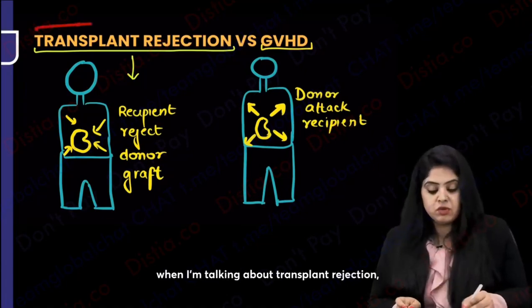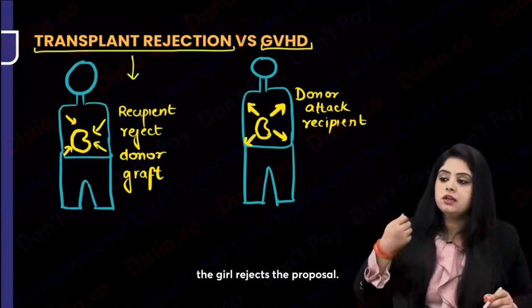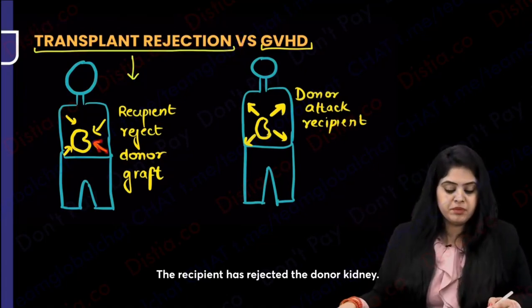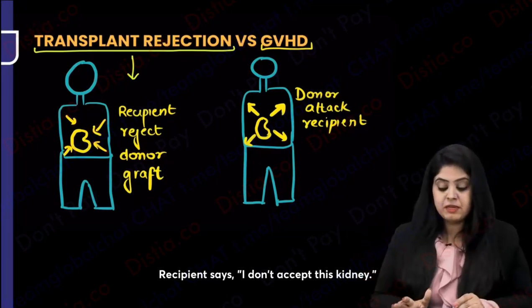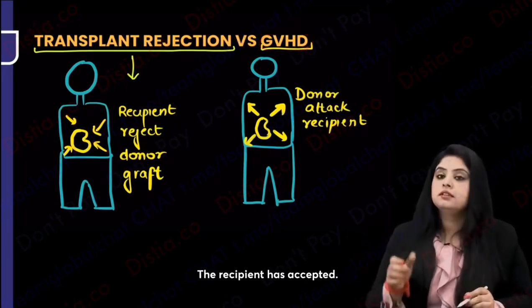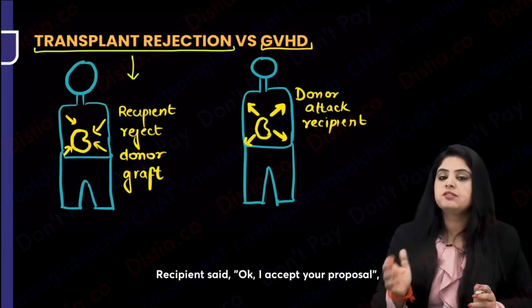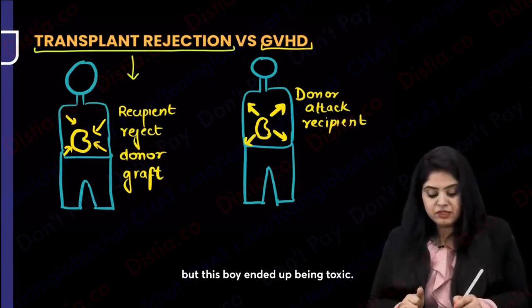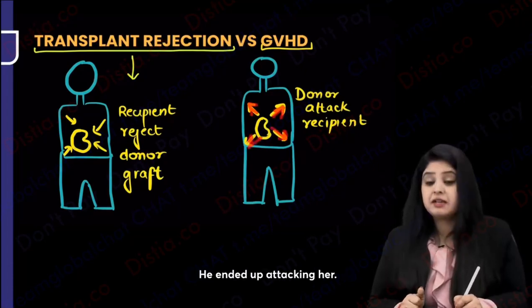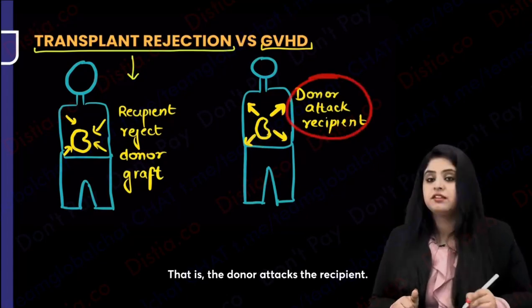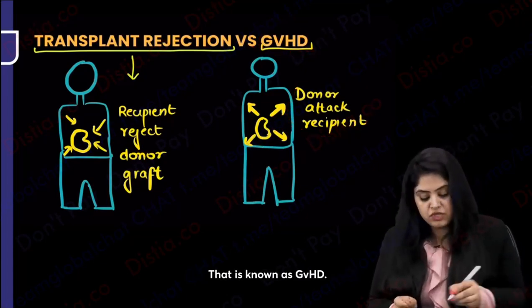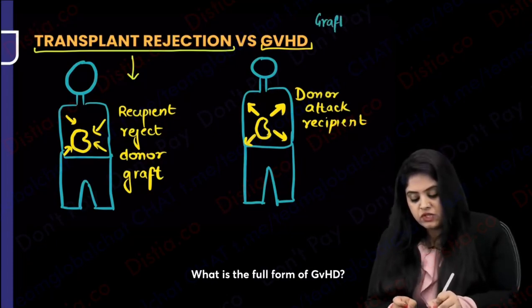Repeating once again, when I'm talking about transplant rejection, the girl rejects the proposal. The recipient has rejected the donor kidney. Recipient says, I don't accept this kidney. But in GVHD, what happens? The recipient has accepted. Recipient said, okay, I accept your proposal. But this boy ended up being toxic. He ended up attacking her. So this is a toxic relationship. That is, the donor attacks the recipient. That is known as GVHD. What is the full form of GVHD?